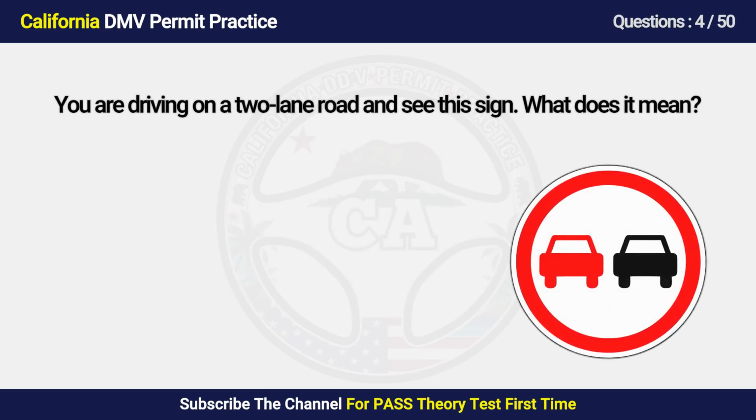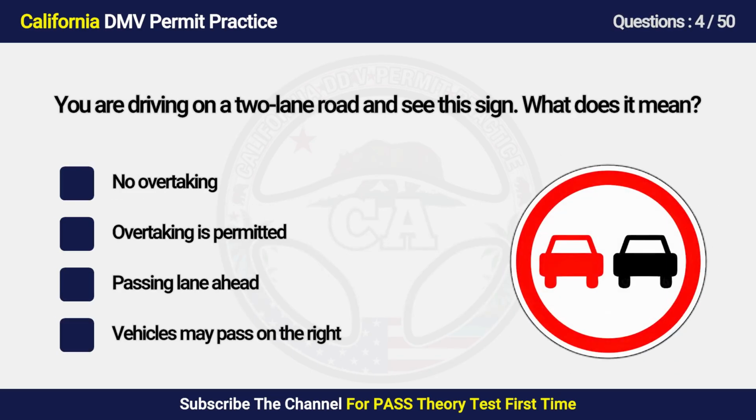Question 4. You are driving on a road and see this sign. What does it mean? A. No overtaking. B. Overtaking is permitted. C. Passing lane ahead. D. Vehicles may pass on the right.